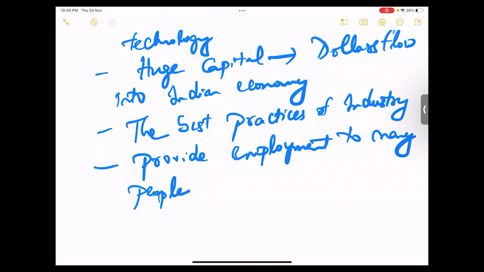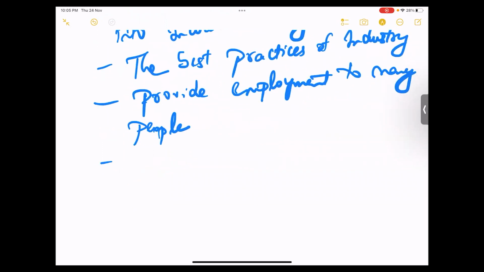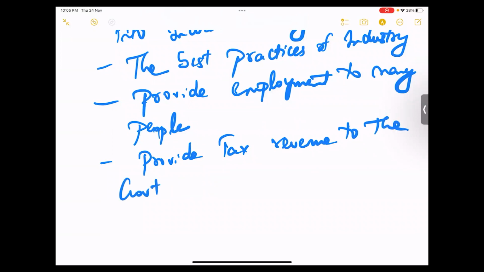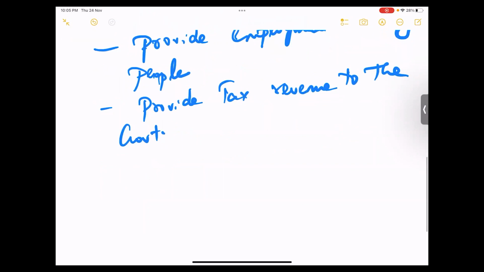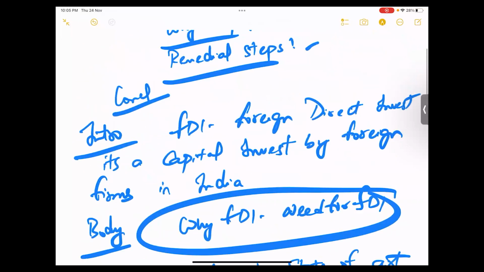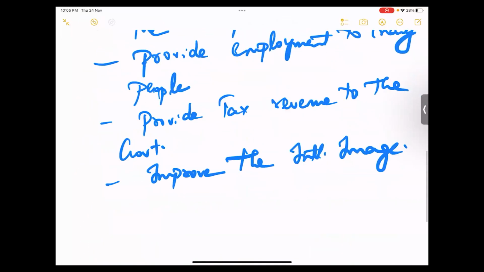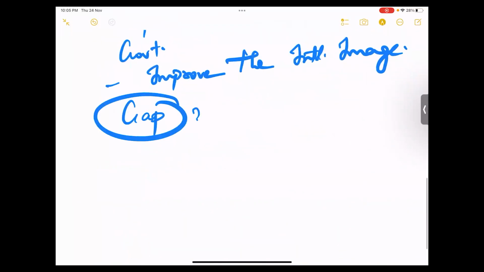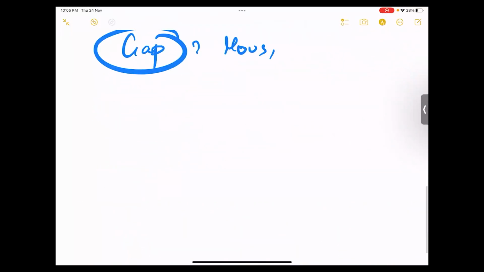Okay, and then they provide tax revenue to the government. And also improve the international image. So this is about FDI. So first, that is why FDI. Then why there is a gap. So why is there a gap between MOUs and actual FDIs? Why is there a gap between MOU and actual FDI?